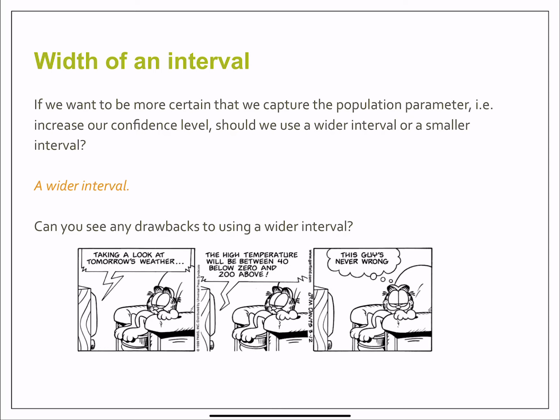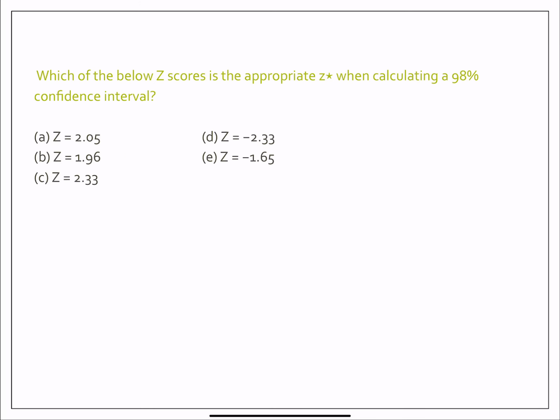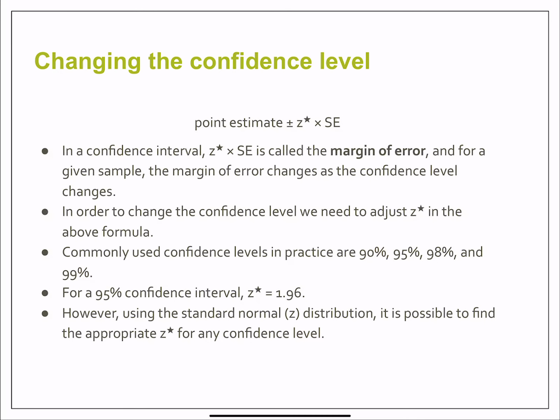There's a little comment. It says, taking a look at tomorrow's weather, the high temperature will be between 40 below 0 and 200 above. Yeah, the weatherman's never going to be wrong with that interval, but that's completely useless, isn't it? It's completely useless to say between 40 below and 200 above.